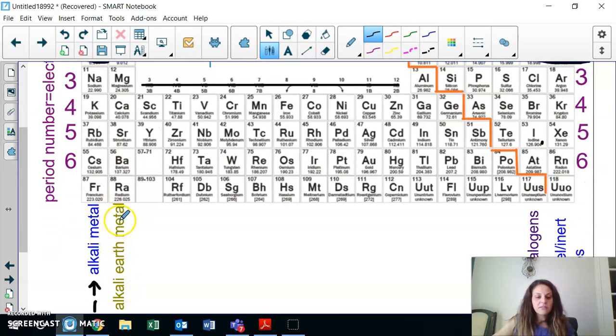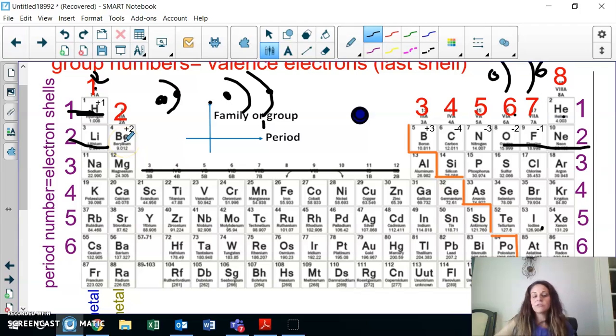Alkali earth metals are very similar to alkali metals. The difference is they're not as vigorous as alkali metals. But they also conduct electricity. They also easily cut.